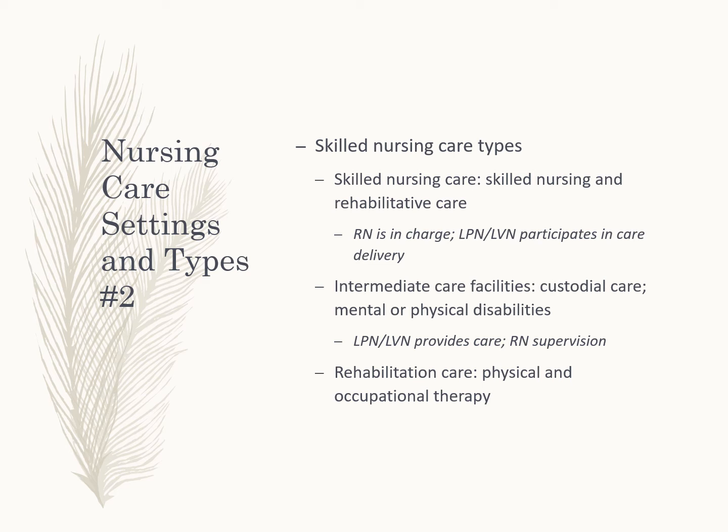We are looking now into other types of nursing care setups. And we refer now to the skilled nursing facilities. Skilled nursing care will provide skilled nursing and rehab care to patients that have the potential to regain a function, but still need some type of skilled observation and nursing care after an acute illness.